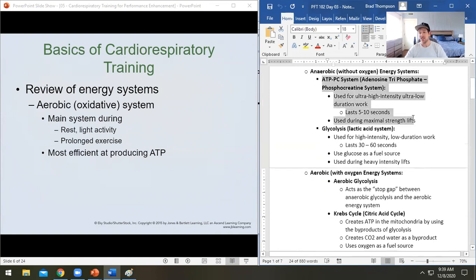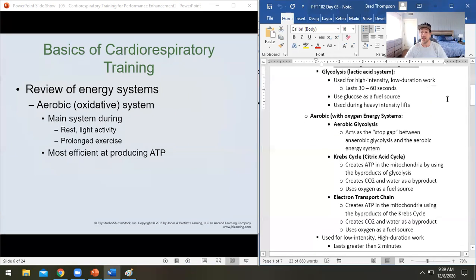During the ATP-PC system, we weren't really producing ATP. We were just reconstituting it. During glycolysis, for every molecule of glucose, we were getting 2 molecules of ATP. During the Krebs cycle, for every molecule of glucose, we were getting 2 more molecules of ATP. During the electron transport chain, we were getting somewhere around 28 to 32.